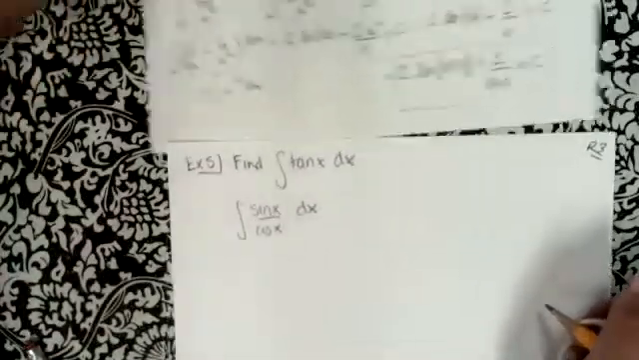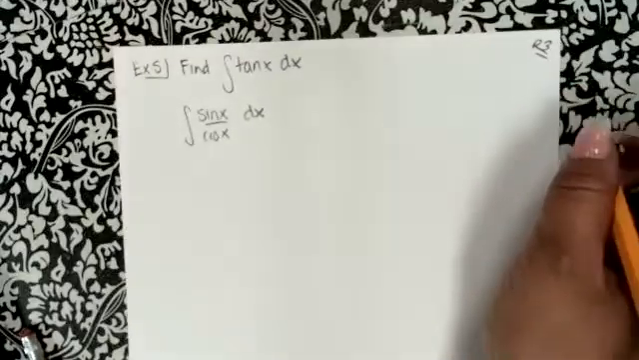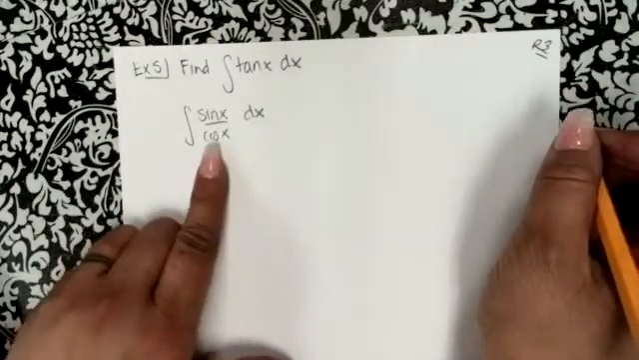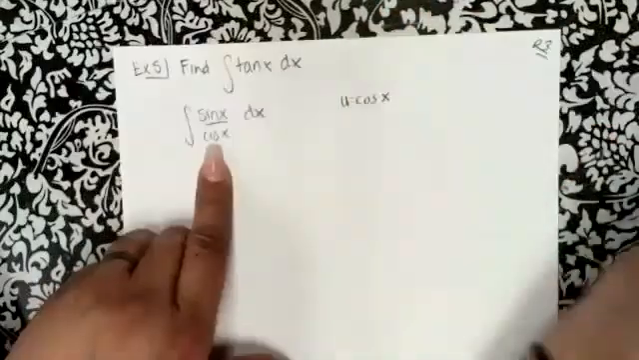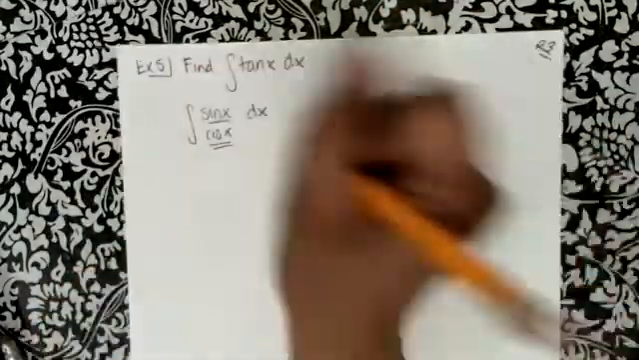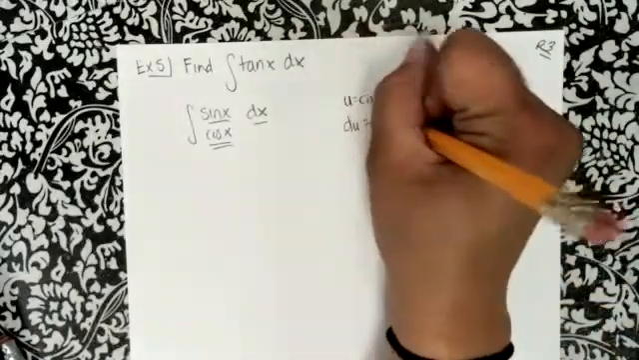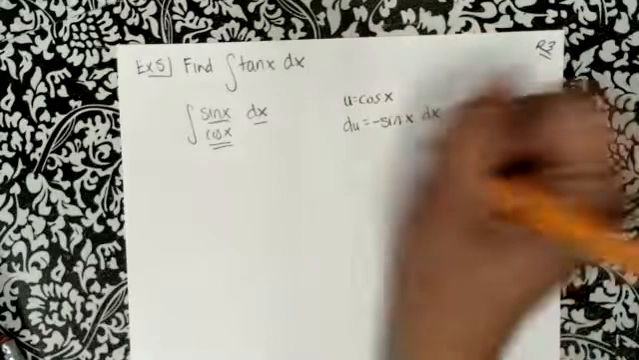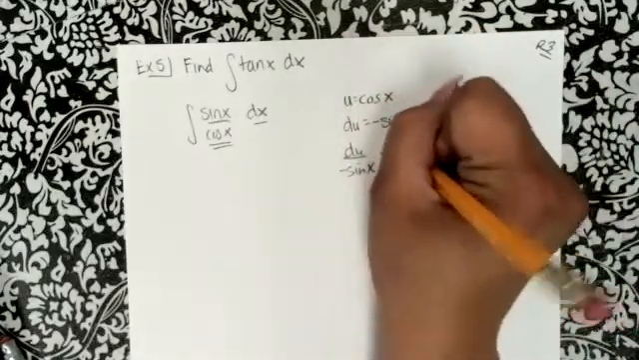Now, I know this whole assignment's been on natural log. So let's go ahead and let the denominator equal u. Let's find out what dx is. So du equals negative sine x dx. Du over negative sine x equals dx.